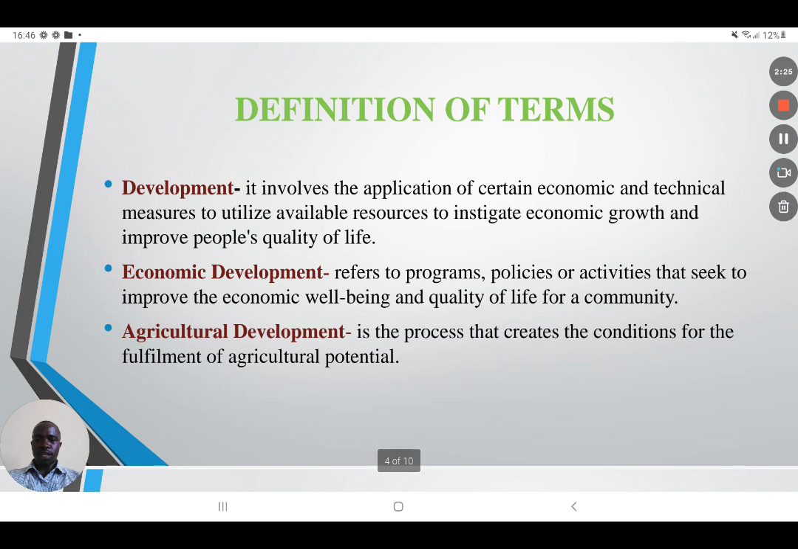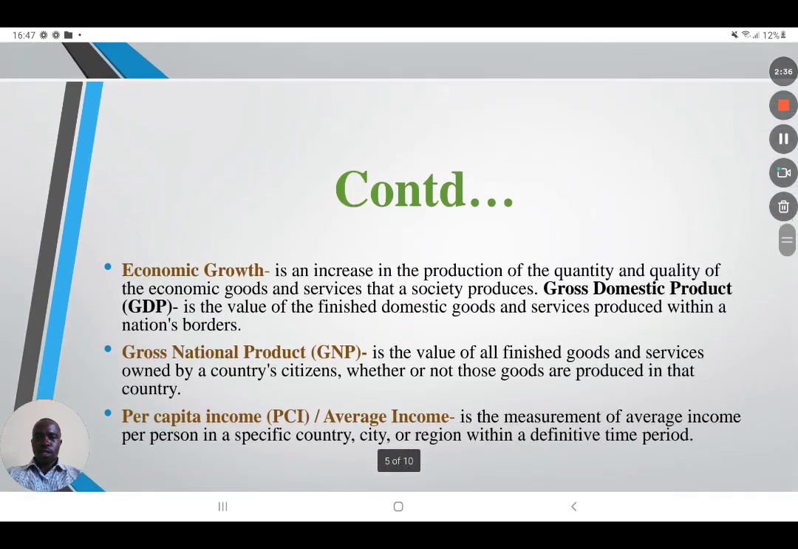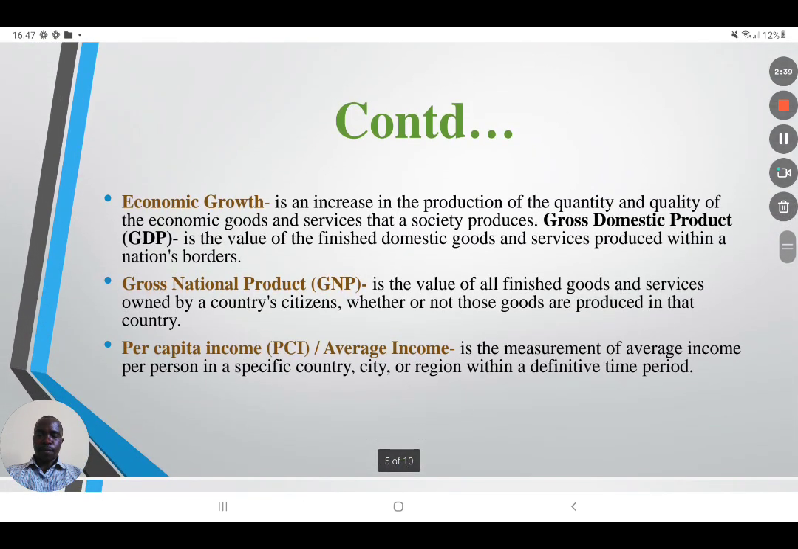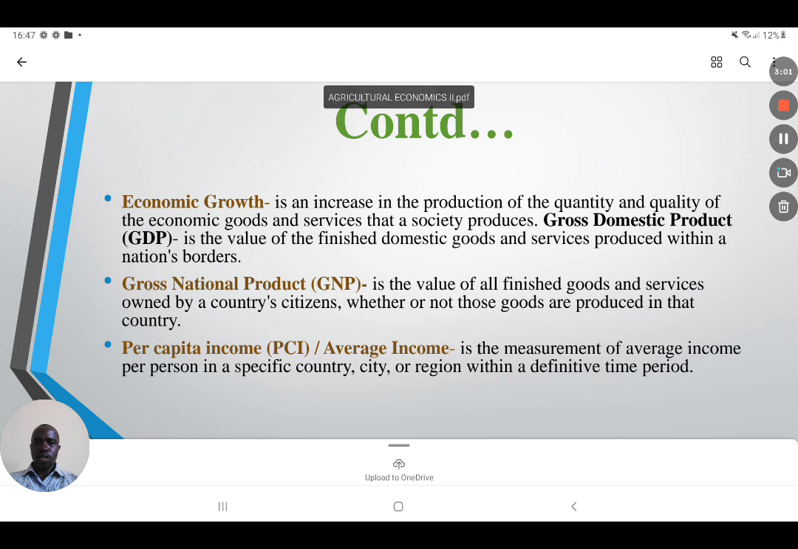The next term is agricultural development, which refers to the process that creates the conditions for the fulfillment of agricultural potential. The other term is economic growth, which refers to an increase in the production of the quantity and quality of the economic goods and services that a given society produces. The other term is gross domestic product. The GDP is the value of the finished domestic goods and services produced within a nation's border.